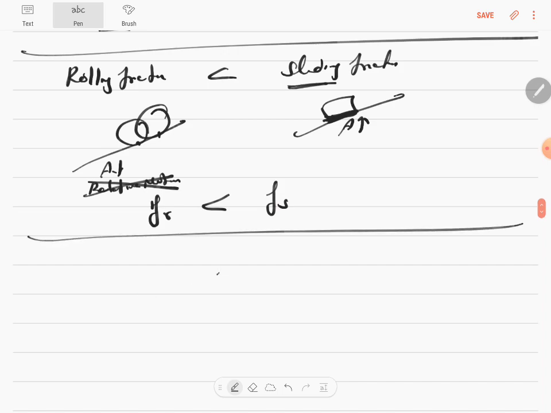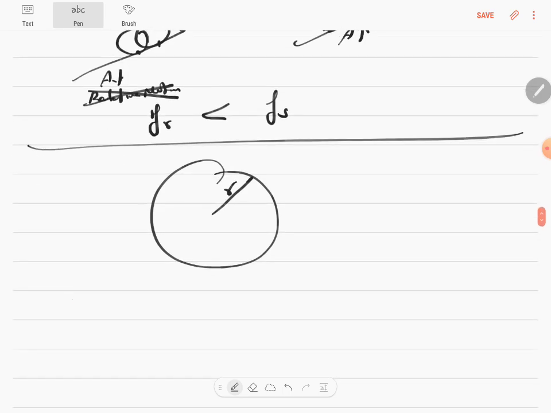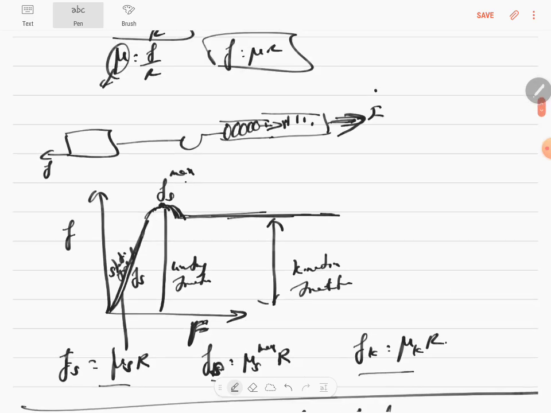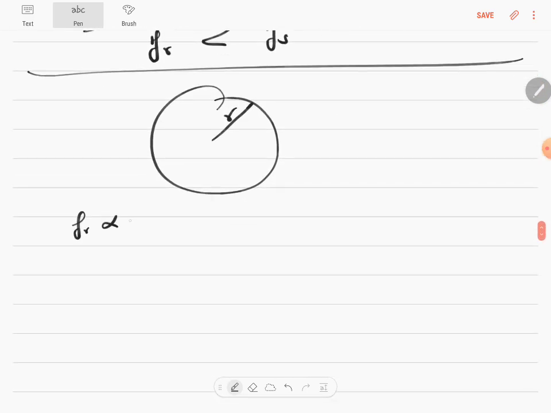Say we take a wheel with radius r. The rolling friction will be directly proportional to the normal reaction, since friction is always proportional to normal reaction, and inversely proportional to radius, because it's going to roll and one more component comes into play. Thus the rolling friction is equal to mu rolling, the coefficient of rolling friction, into R by r. When you remove the proportionality, it becomes equal to, and a mu r will come into play.